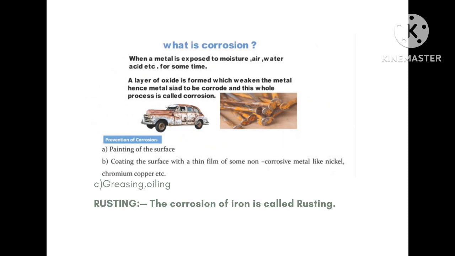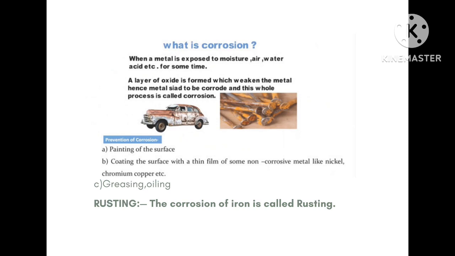The second harmful effect of oxidation reaction is corrosion. When a metal is exposed to moisture, air, water, and acid, etc., for some time, a layer of oxide is formed which weakens the upper layer of metal and is said to corrode the metal, and this process is called corrosion. The black coating on silver and the green coating on copper are some examples of corrosion. Corrosion causes damage to car bodies, bridges, iron railings, ships, and to all the objects made of metal, especially those of iron.